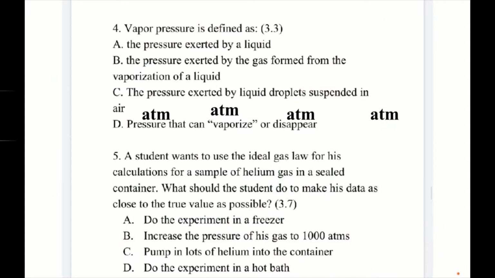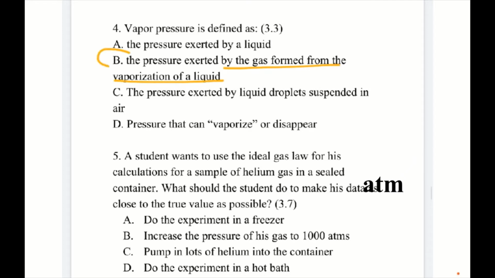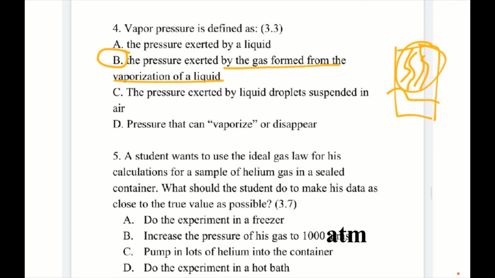Next question. Vapor pressure is defined as the pressure exerted by the gas formed from the vaporization of a liquid. B, since vapor pressure is the pressure caused by the gas particles that evaporated from the liquid.